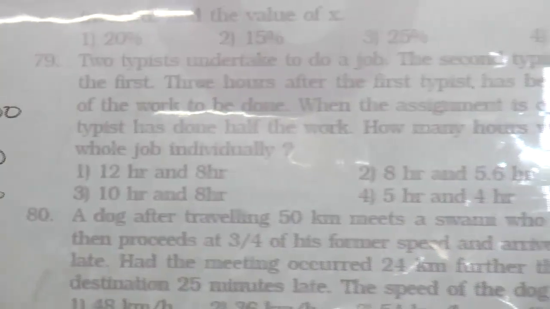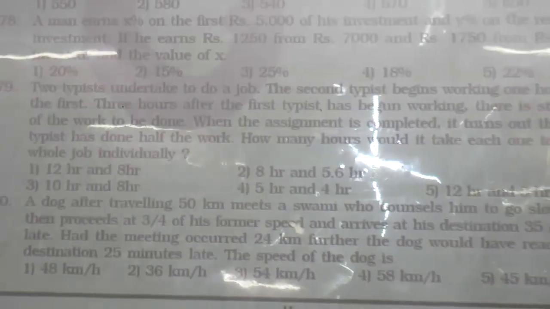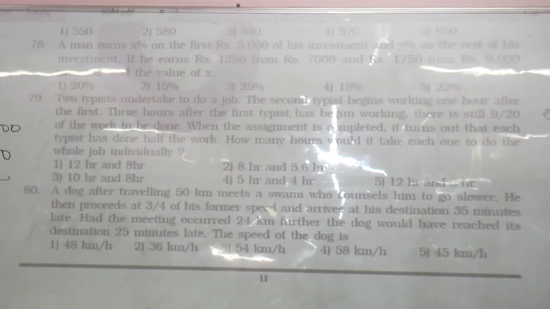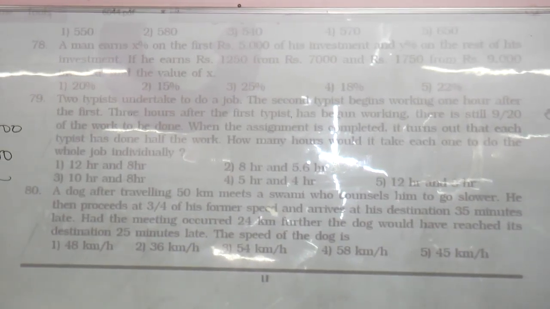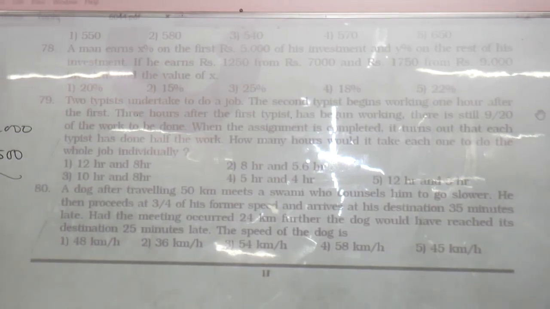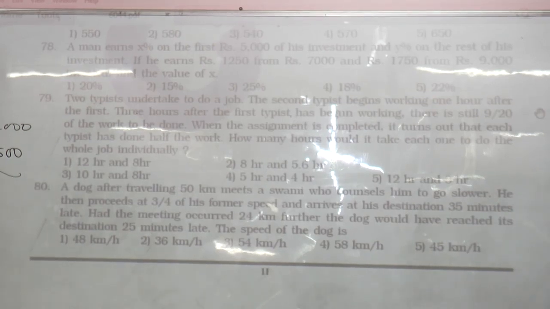Next, 79. Two typists undertake to do a job. The second typist begins working 1 hour after the first. 3 hours after the first typist has begun working, there is still 9/20th of the work to be done. When the assignment is completed, it turns out that each typist has done half the work. How many hours would it take each one to do the whole job individually?